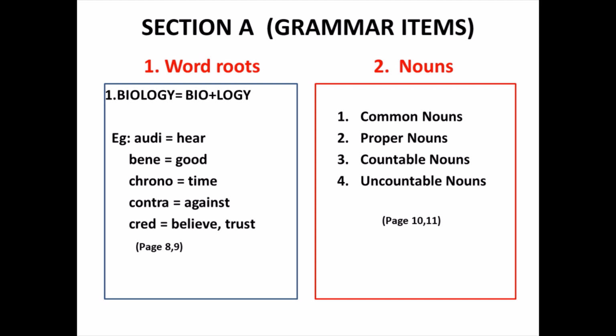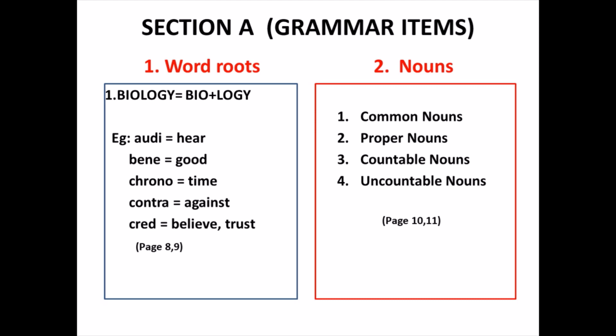Then we'll move on to the nouns. Though there are many types of nouns discussed in various grammar books, here in your first sem, these four types of nouns are discussed in your textbook: common nouns, proper nouns, countable and uncountable nouns. Common nouns are the group words like boy, girl, or subject names, sorry, not country names, subject names, and abstract nouns and concrete nouns all come under common nouns.